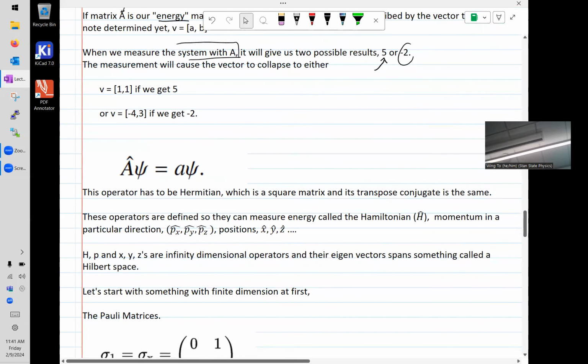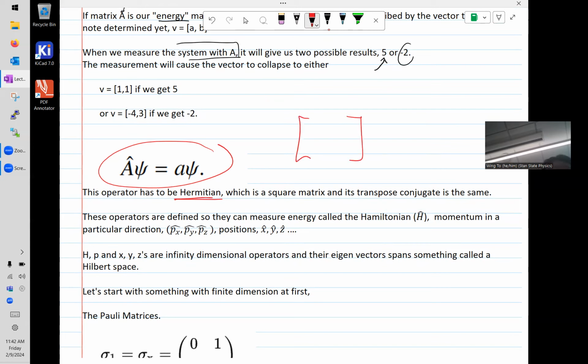Right. So in physics, all these operators have to follow a certain rule. I'm just going to state what the rule is. I'm not going to try to prove it to you. These operators have to be Hermitian, meaning they have to be a square matrix. It could be 2 by 2, 3 by 3, 4 by 4. It can't be some irregular shape, like a 2 by 3 matrix, for example. And the fact that it's Hermitian means that its transpose conjugate is itself.